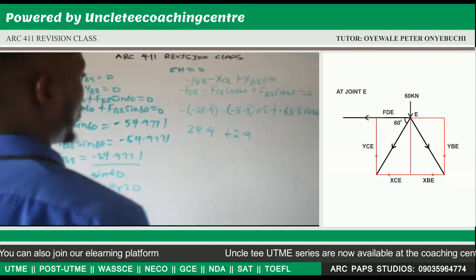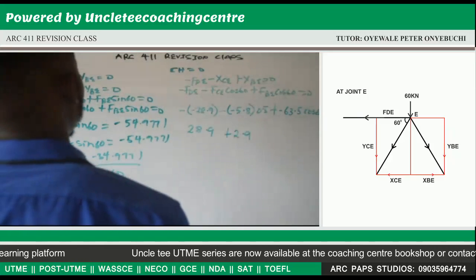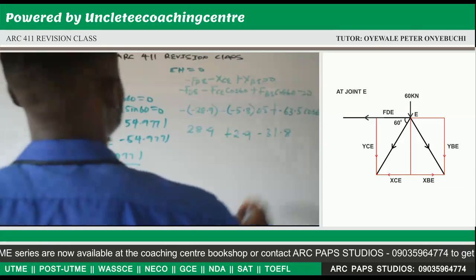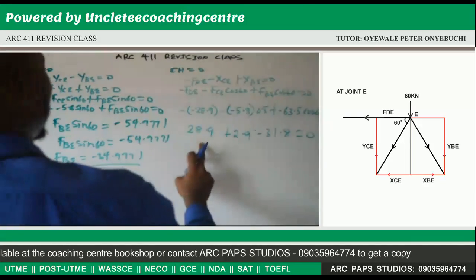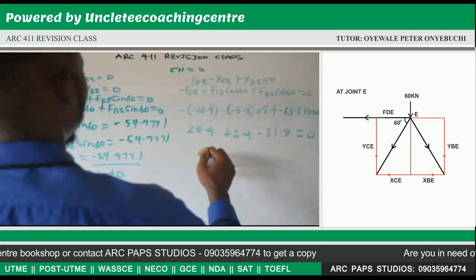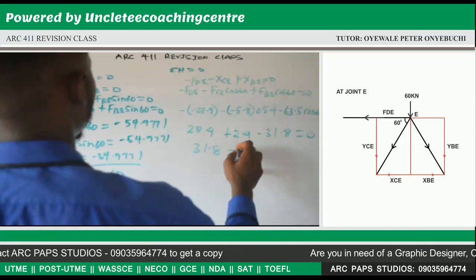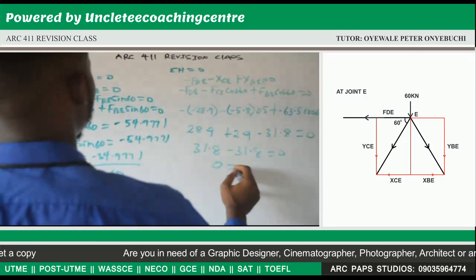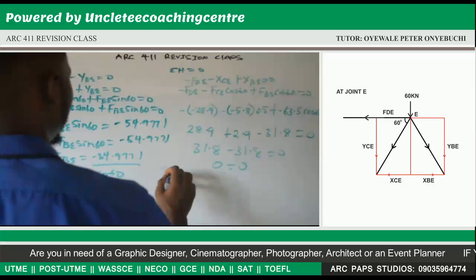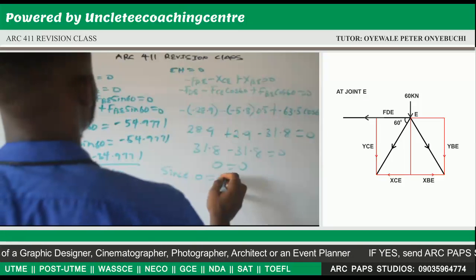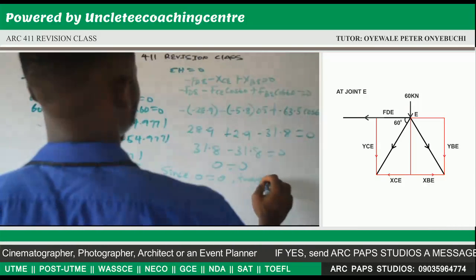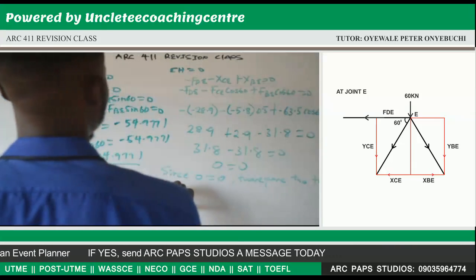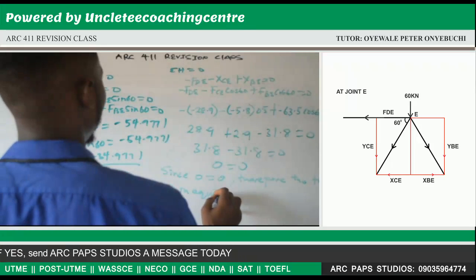Now cos 60 is 1 over 2. When you divide 63.5 by 2, you get 31.8. Now this will give us 0. Now 28.9 plus 2.9, that will give us 31.8 minus 31.8 is equal to 0. This minus this is 0 is equal to 0. Now since 0 is equal to 0, therefore the truss is in equilibrium.